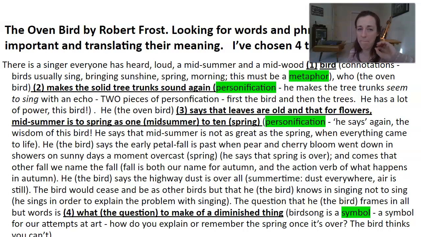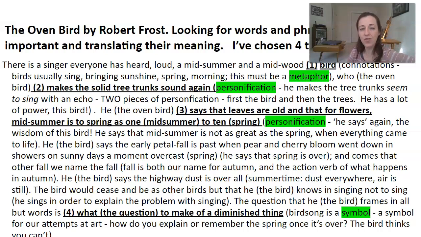So first, bird. I'm pausing on bird, and I wrote connotations. Birds usually sing, bringing sunshine, spring morning. This must be a metaphor. Of course it is. It's a poem about a bird. It's got to be about something else, or Robert Frost wouldn't be sharing it with us. I mean, it's going to be naturally about something else because he has a message he wants to get through with this bird. So the connotations of birds are usually really happy, and I have that in my mind as I go about analyzing it.